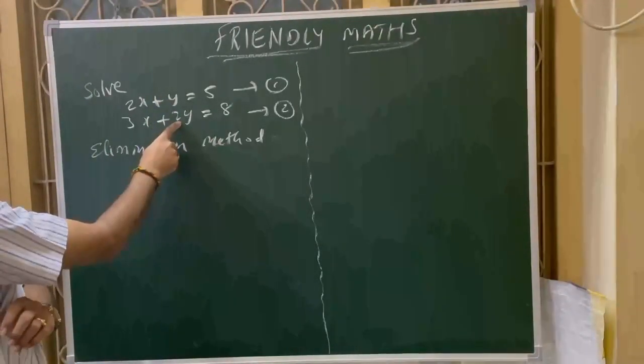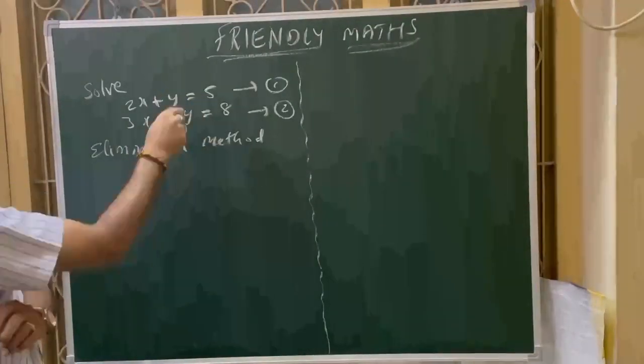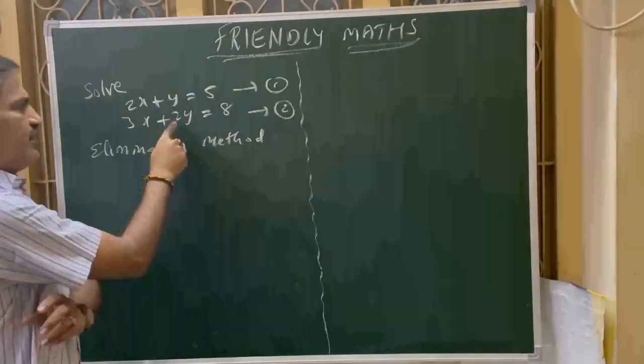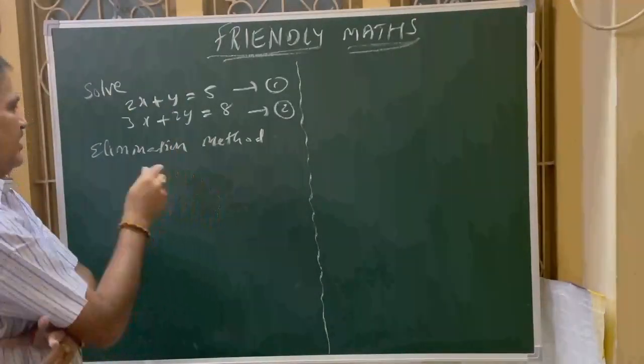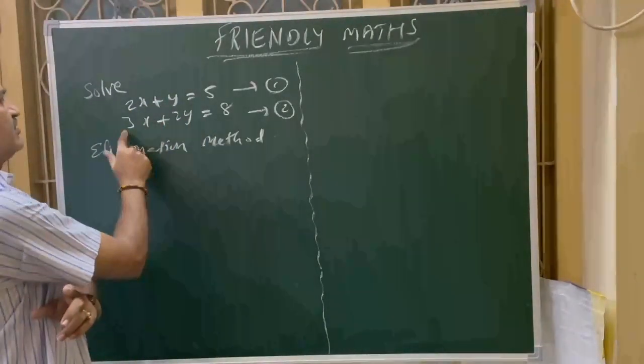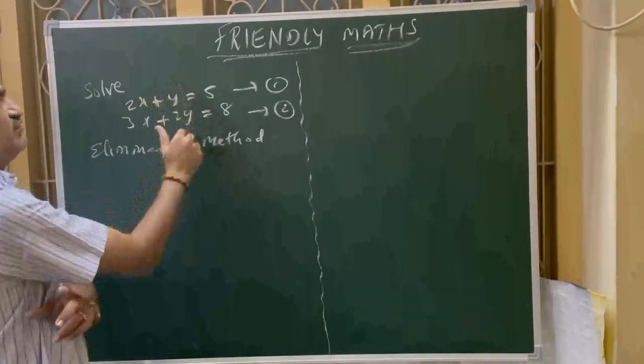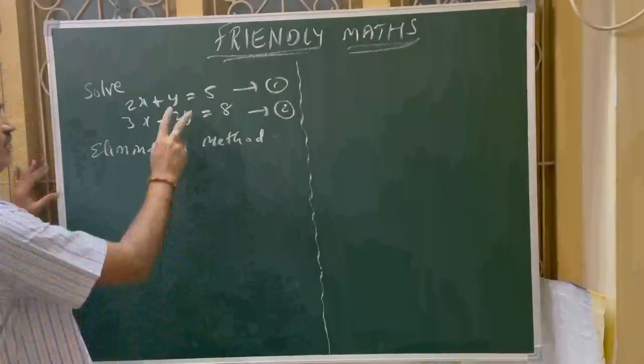So in this case, if you want to eliminate y, it is enough to multiply only equation 1 by 2. Then 2y and 2y you will get. Easy, no? That's why we have to select in such a way. In this problem, compared with elimination of x, it is easy to eliminate y. That's why I am selecting to eliminate y.